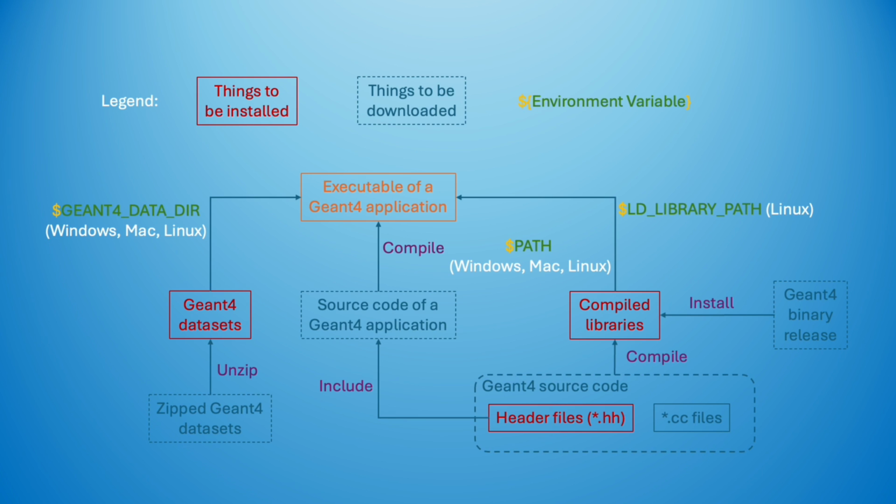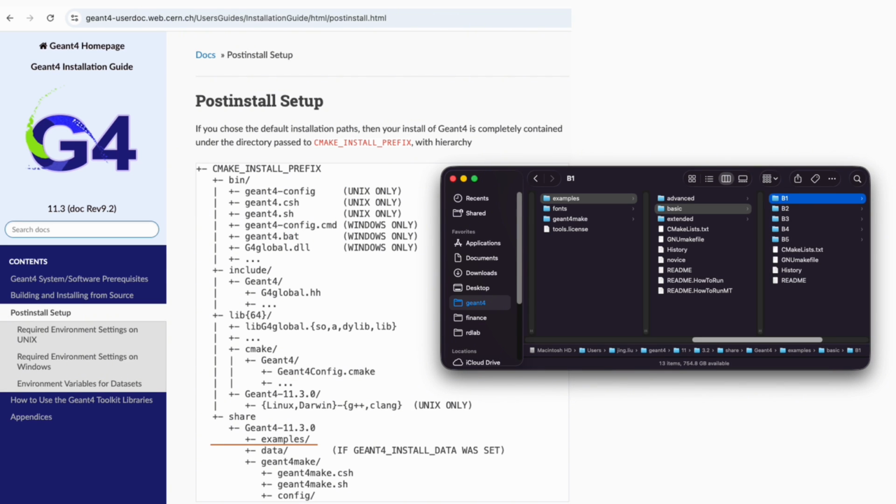After these basic checks, we need to compile and run a Geom4 application to make sure that both headers and the libraries can be found during the compilation and the runtime. We can use an official Geom4 example application to check that. If we install those examples, we should be able to find them in the Share folder, Examples subfolder. The basic B1 example is a good start point.